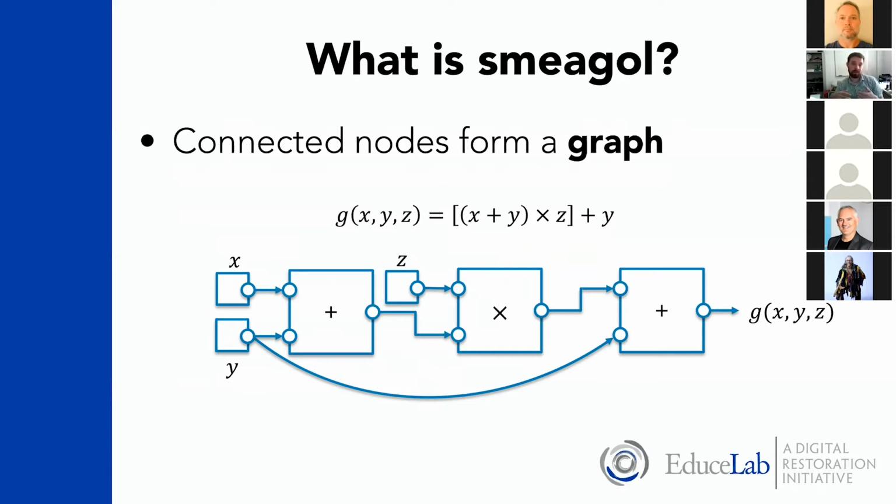So if I were going to create a graph of this function, g of x, y, z, you can read the definition of that there. This would be sort of the graph representation. You'd have your inputs, x and y, and z, and then a sum node, a multiplication node, and a sum node, which would produce the final result. And when all connected together, you'd produce this final result.